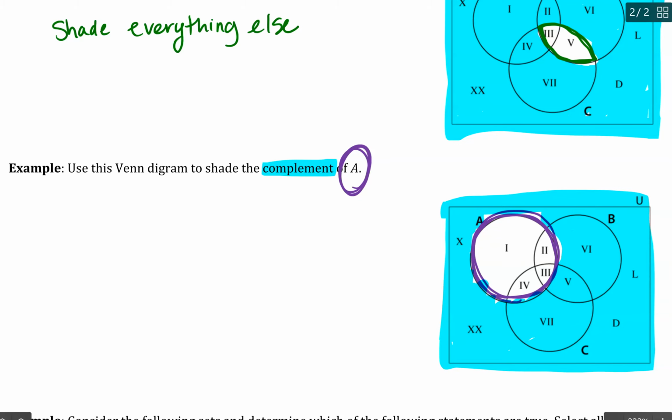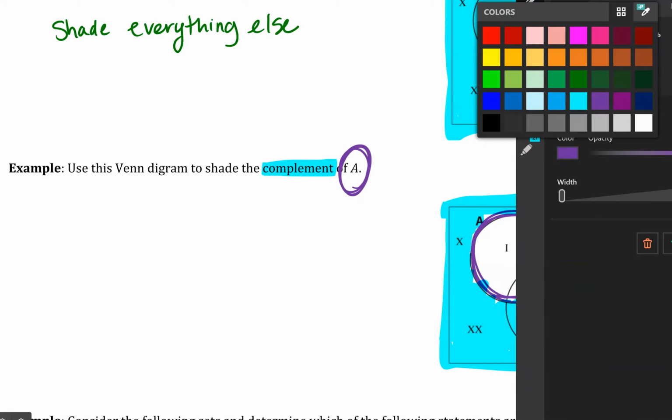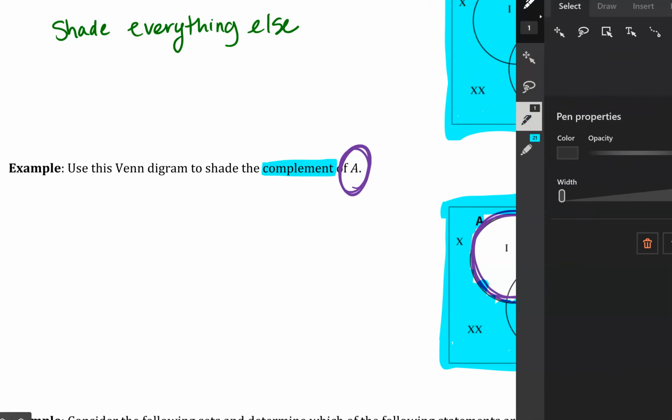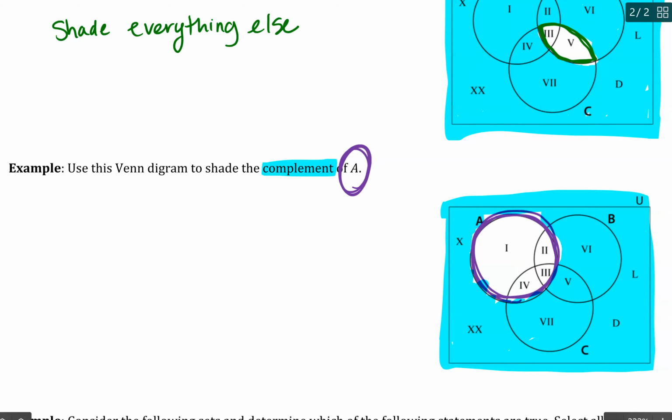Now I know a few of you are probably wondering, so I'm just going to address this now. You're probably thinking, well, okay, but what about this part right here? That's in B, so can't we shade it? We cannot shade it, because while it is in B, it's also in A. And we have to leave out everything in A. We're completely shading the complement of A.